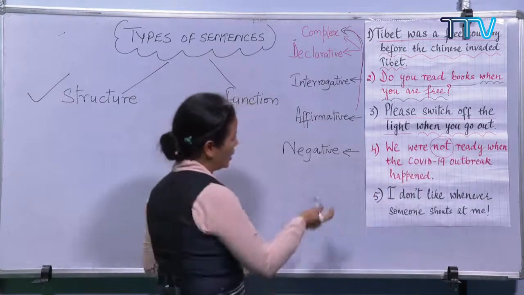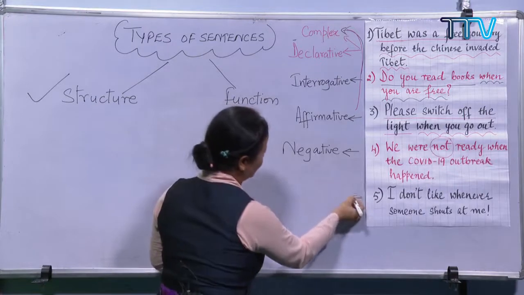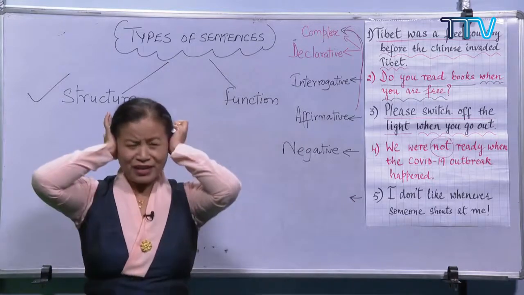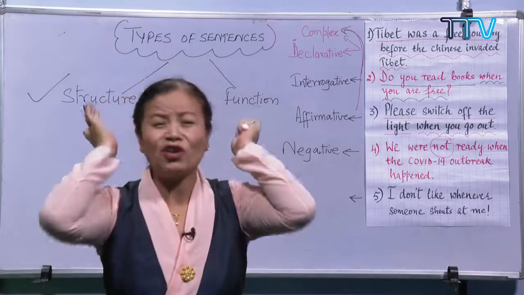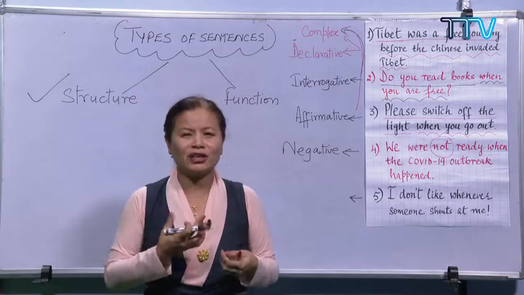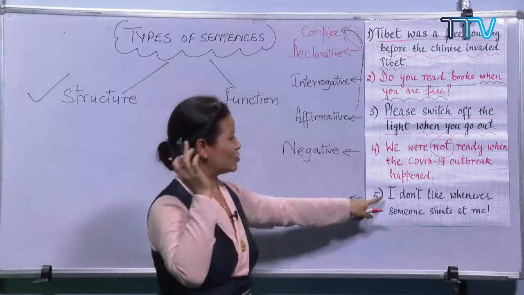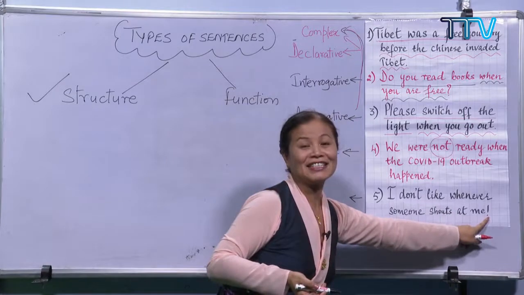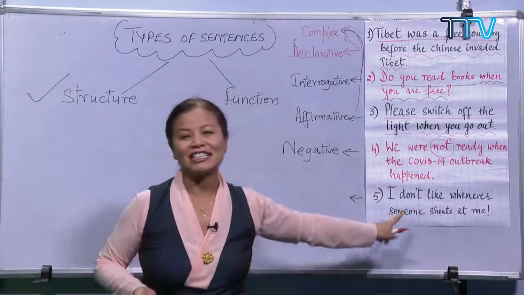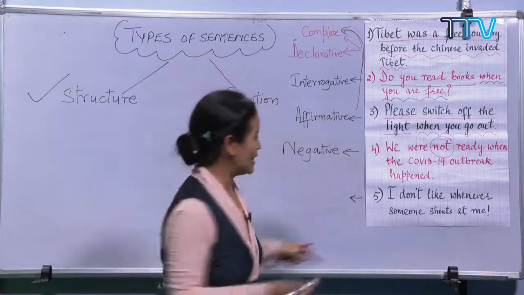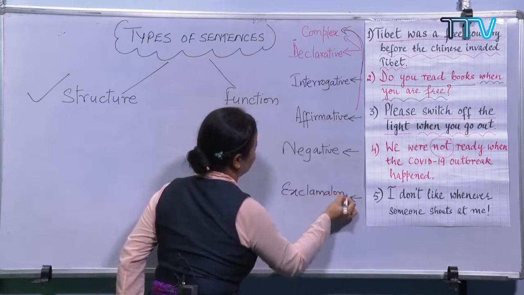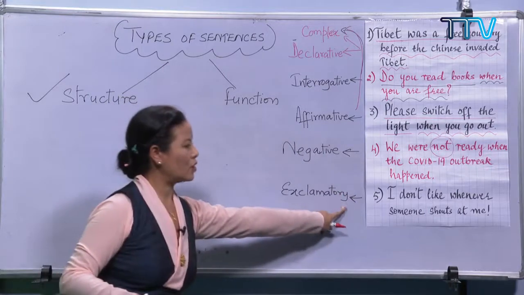Okay? And then finally the tricky one here. I don't like when someone shouts at me. It's annoying, sometimes you say, isn't it? So it's a strong expression, a strong feeling you are showing. I don't like when someone shouts at me. So therefore, you have an exclamation mark, the punctuation mark, exclamation here. And this suggests this is an example of an exclamatory sentence. Exclamatory sentence.